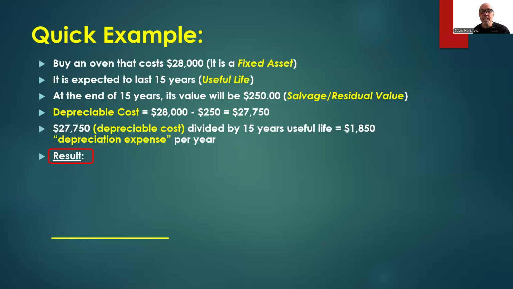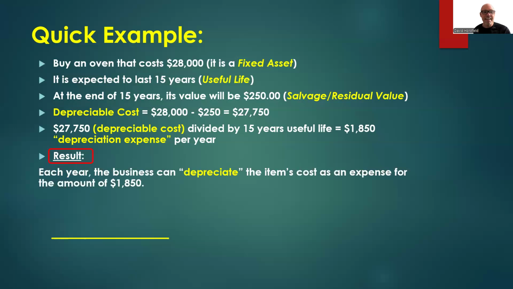Again, using language that we haven't really unpacked yet, just to help you get a sense of where we're going. That $27,750 depreciable cost divided by the 15 years useful life gives us a dollar value of $1,850 depreciation expense, new term, per year. What's the result of all this? Each year the business can depreciate the item's cost as an expense for the amount of $1,850. That means the original $28,000 minus the $250 residual value of $27,750 divided by 15 years is $1,850.